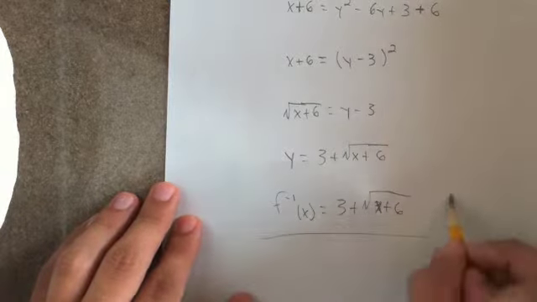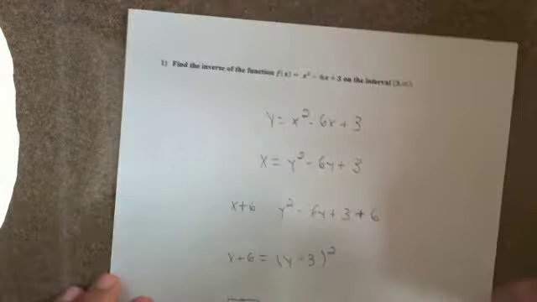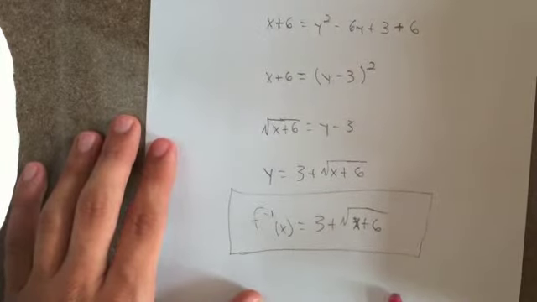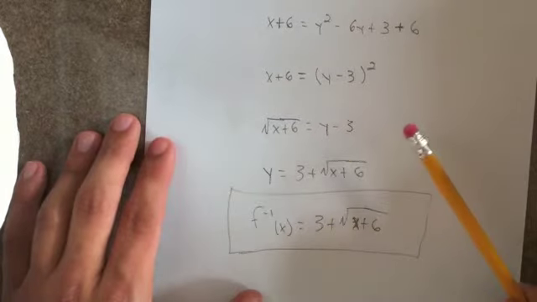And that's it. And the reason why they have you doing it over this interval from 3 to infinity is because this only exists from 3 to infinity. And that's the only place that the inverse actually would work.